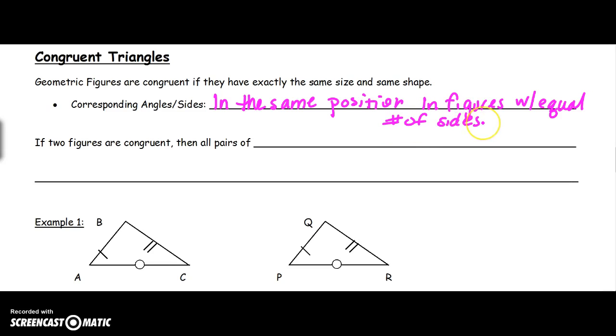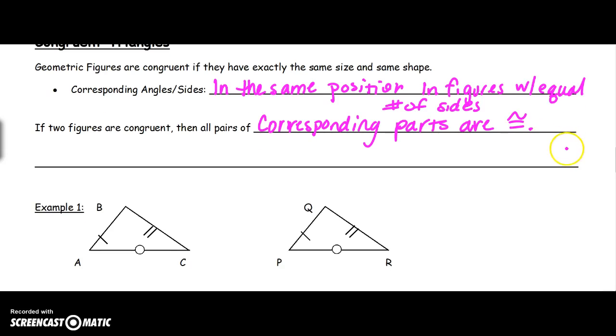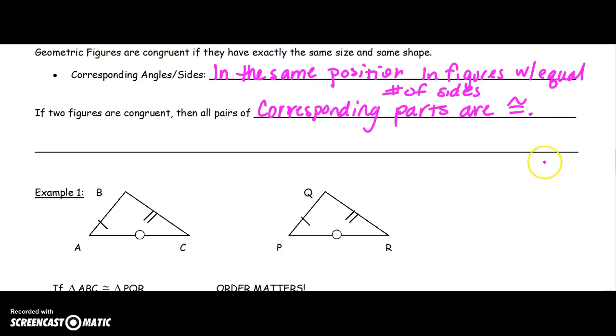So what this means is that you can't say that a triangle and a square are congruent. So it has to be the same sides, same number of sides. So it also says if two figures are congruent, then all pairs of corresponding parts are congruent. And corresponding, remember, it means it's sitting in the same spot. So when we talked about parallel lines and transversals, a corresponding angle was in the same spot.